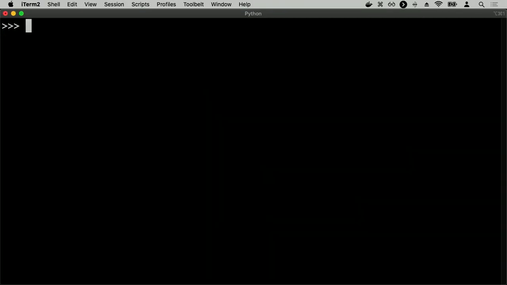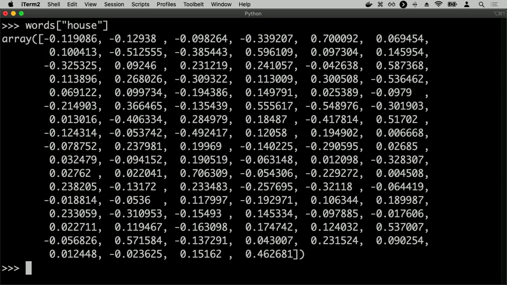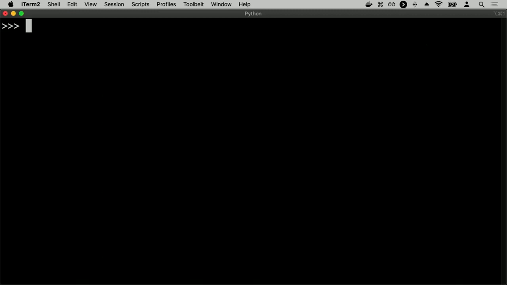I can do a different word, like the word house. And here then is the vector representation of the word house, for example, just a whole bunch of numbers. And this is encoding somehow the meaning of the word house. And how do I get at that idea? Well, one way to measure how good this is, is by looking at the distance between various different words.